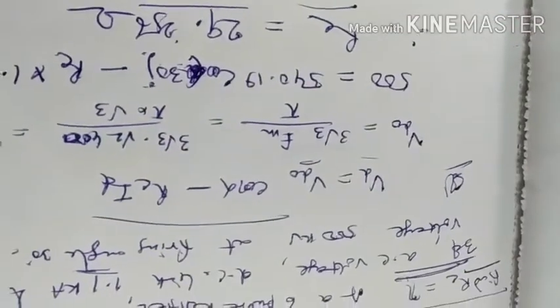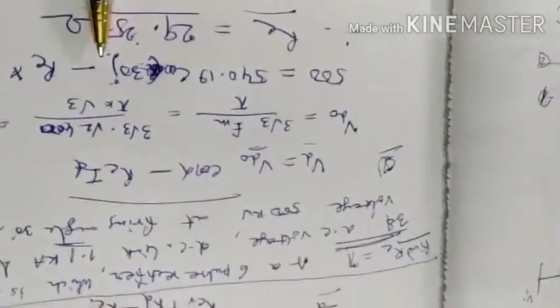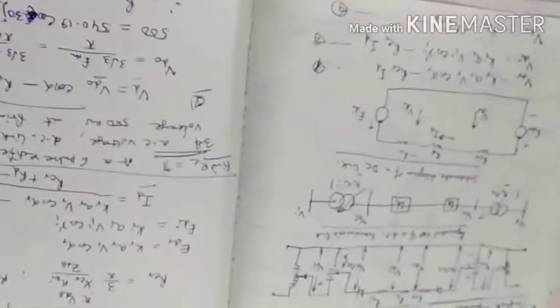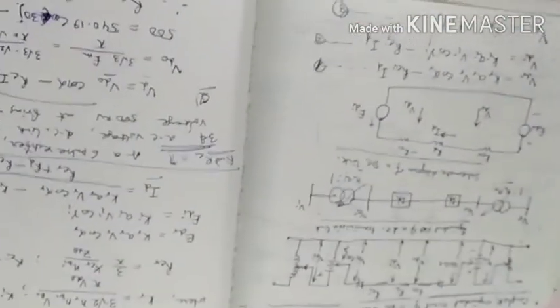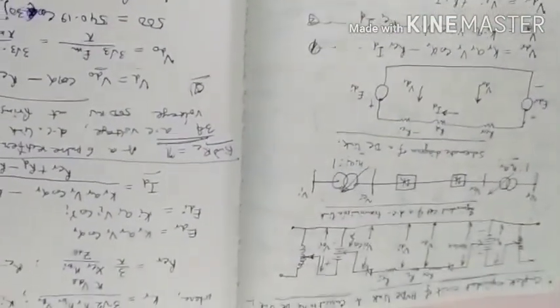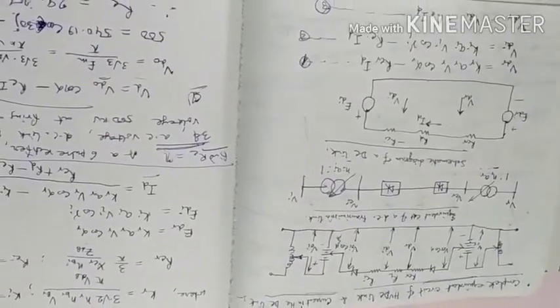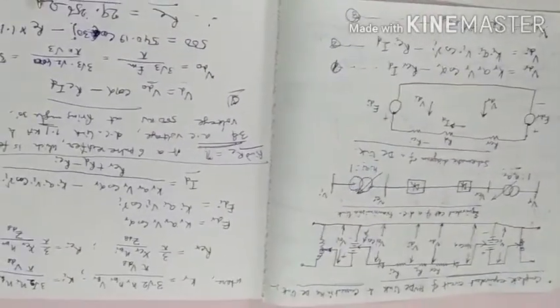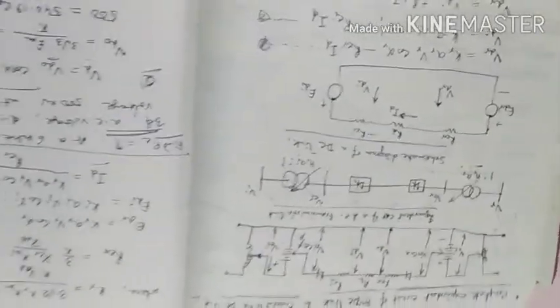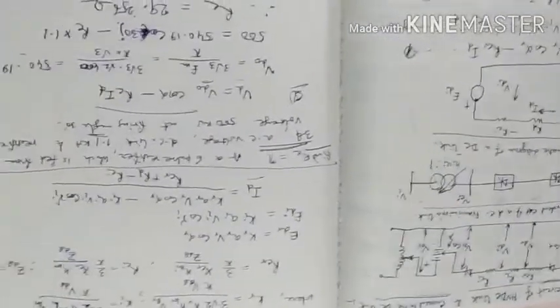So three topics are covered in today's lecture: the equivalent circuit of the HVDC link, the current in the HVDC link, and one problem on the effective commutation resistance.